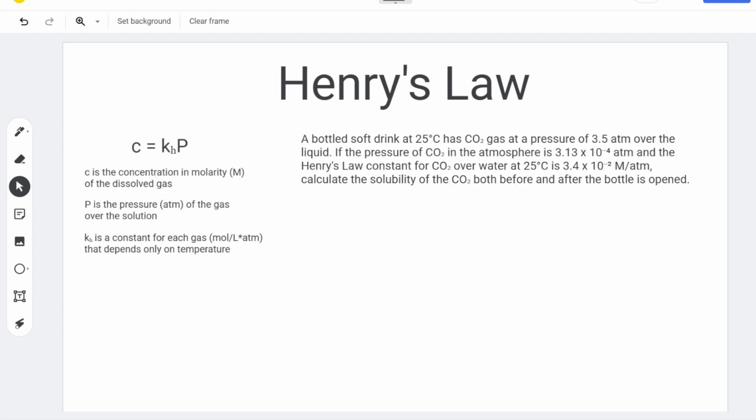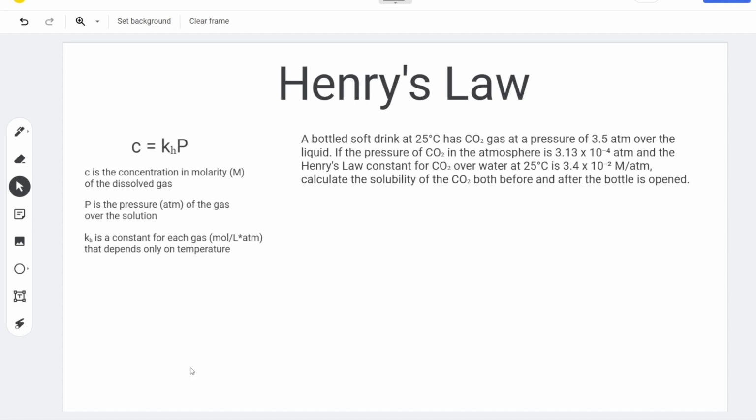So let's look at a problem. A bottled soft drink at 25 degrees Celsius has carbon dioxide gas at a pressure of 3.5 atm over the liquid. If the pressure of carbon dioxide in the atmosphere is 3.13 times 10 to the negative fourth atm, and the Henry's law constant for carbon dioxide over water at 25 degrees Celsius is 3.4 times 10 to the negative 2 molarity per atm, calculate the solubility of the CO2 both before and after the bottle is opened.